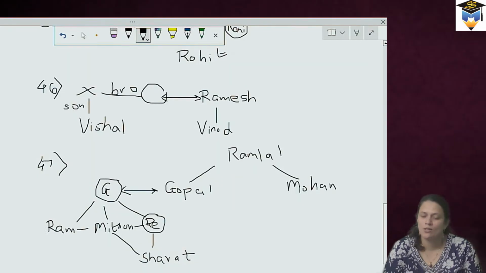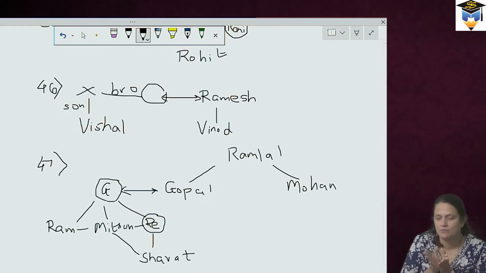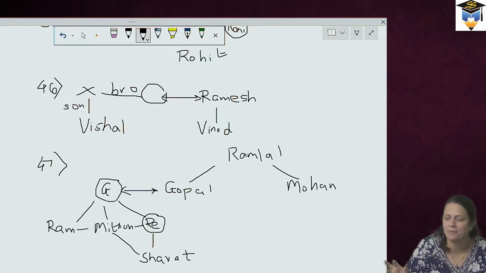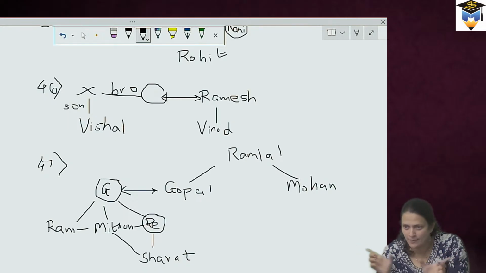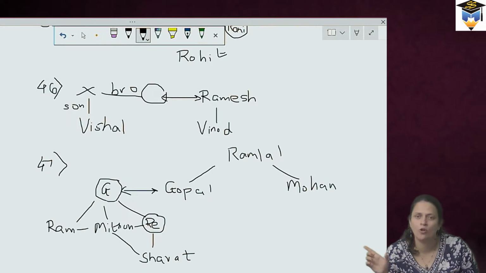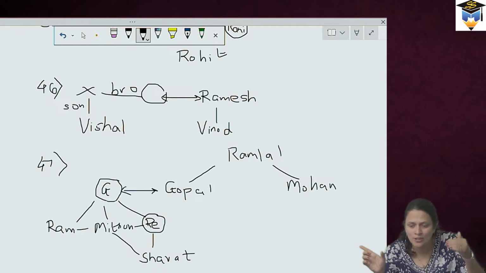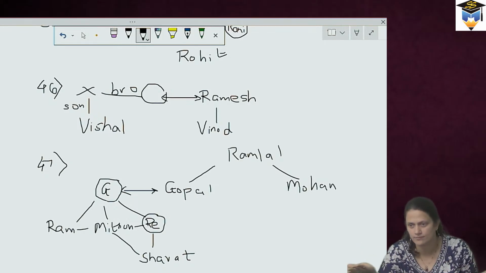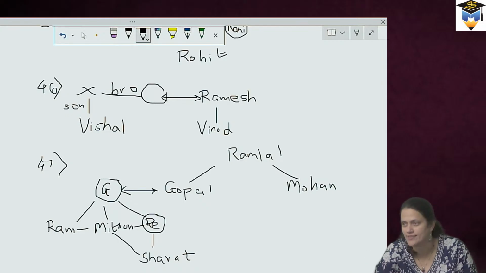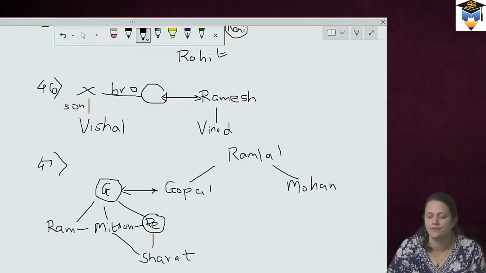No relation. So basically, see, as we go according to the family tree, Ramlal has two sons, Gopal and Mohan, who are siblings to each other. And this is Gopal's family that is given here. So Mithun is Gopal's son. Correct. So if he is his son, then Mohan is going to be his uncle. There's nothing that can go wrong in this. So uncle is the correct option. Option A for the 47th one.